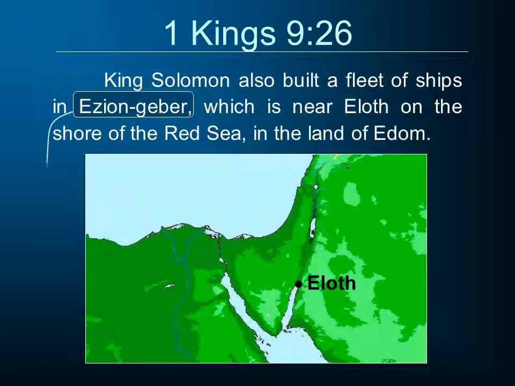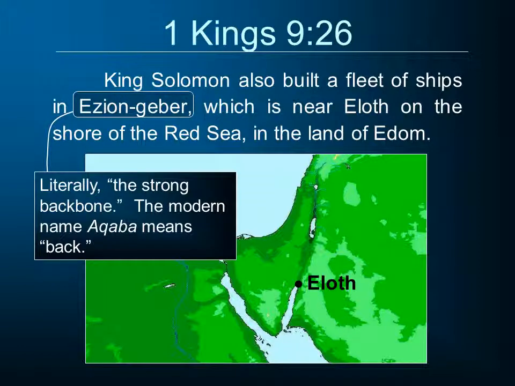So we have this place called Ezion-Geber. Geber is the word for strong, literally the strong backbone. It's interesting that the modern name Aqaba means back. That's Arabic for the word back. And so even there the name has continued, at least its meaning has continued even to modern times.